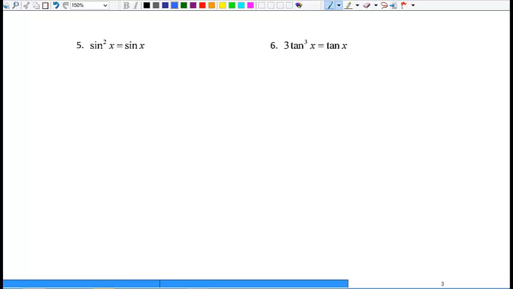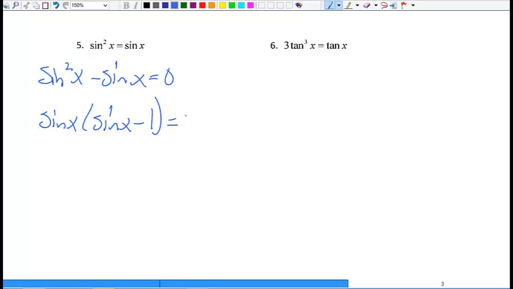Okay. Number 5, we're looking at sine squared x equals sine x. This fits under the factoring umbrella. So when I bring all of the sines to one side, I get sine squared x minus sine x equals 0. Okay, then I'm going to factor out a sine. So sine x times sine x minus 1 equals 0.